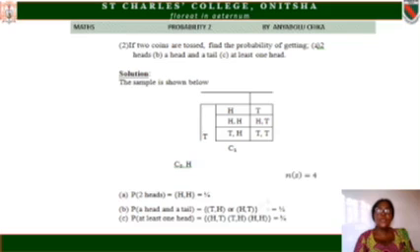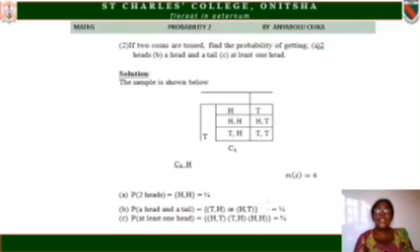A, the probability of getting 2 heads. Only one place has 2 heads, so that will give us 1 over 4. B, the probability of getting a head and a tail. We have a head and a tail in 2 places, so we have 2 over 4. Simplified, that is 1 over 2.